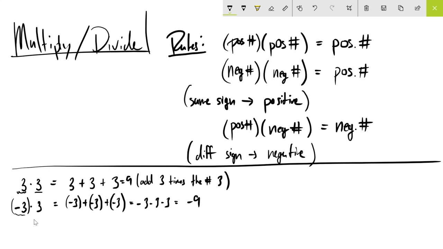So then the weird one, okay, why is a negative times a negative a positive? That's the weird one. This one kind of makes sense: you're adding a bunch of positive numbers. This one kind of makes sense: you're adding up a bunch of negative numbers. But why does a negative times a negative come out positive? Because it cancels out. Yes, it does.